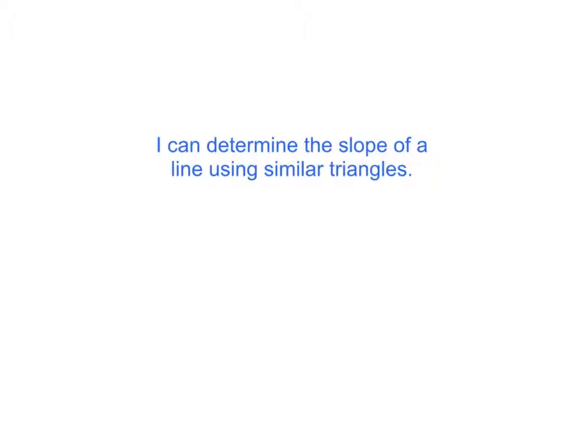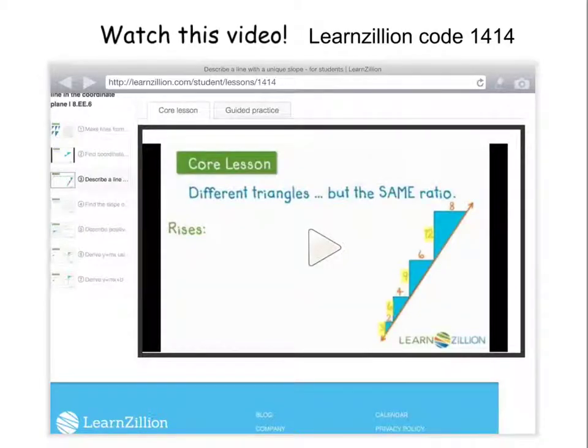So the main focus of our lesson today is determining the slope using similar triangles. So we're trying to find the correlation between similar triangles and slope. Before we go any further, I'd like you to take a moment to watch this LearnZillion video for some great background information. If the link does not work for some reason, it's the LearnZillion code 1414. So go to learnzillion.com 1414. You may need to pause before you can continue if it does not play in this window.